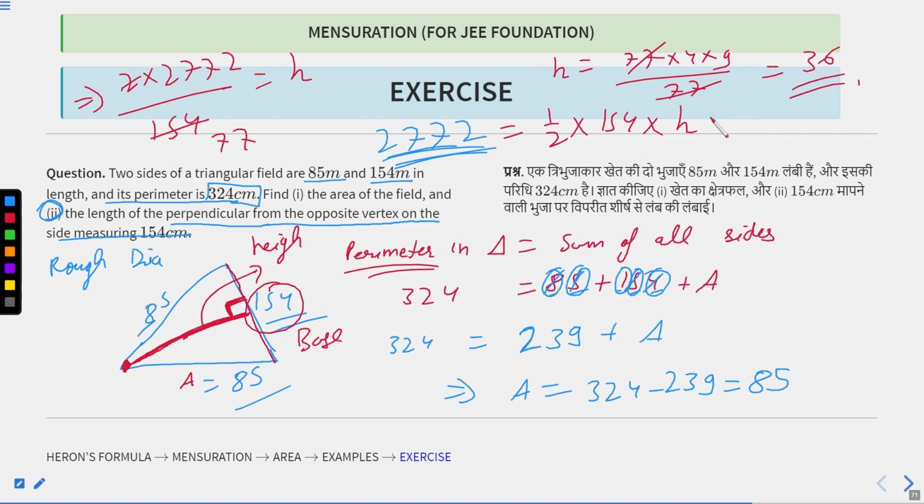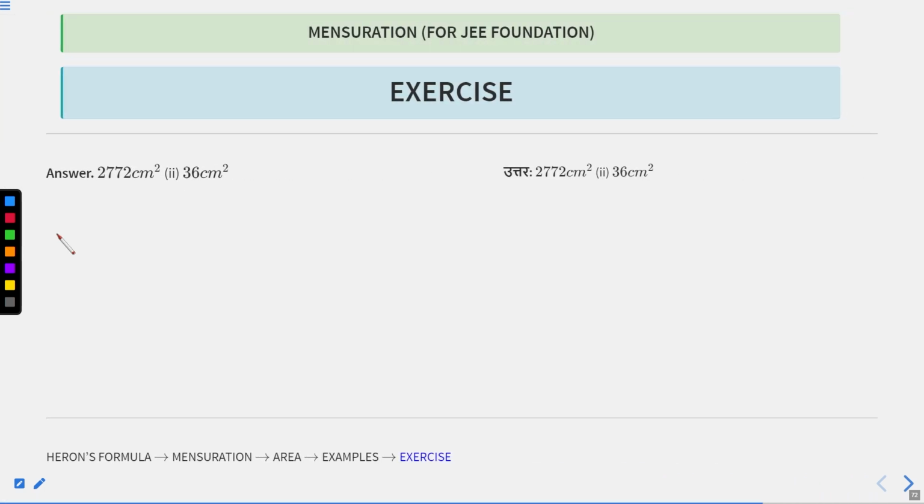I hope the calculations were very easy for you to solve. So the area was 2772 centimeter square, and the height is not centimeter square, it is just 36 centimeter. Okay, I hope this is clear. Now let's move to the next.